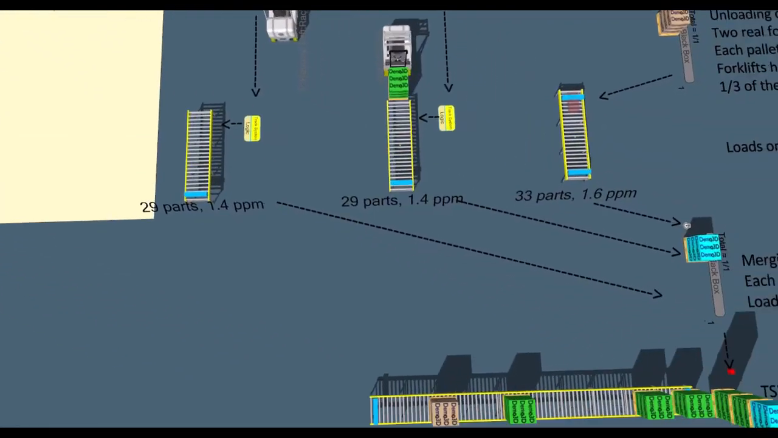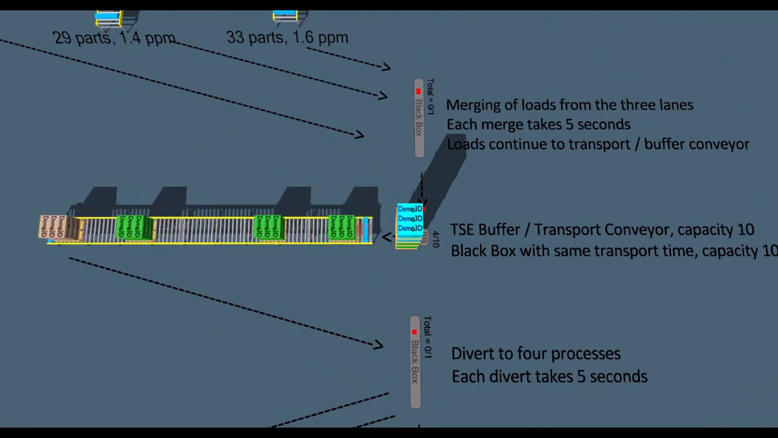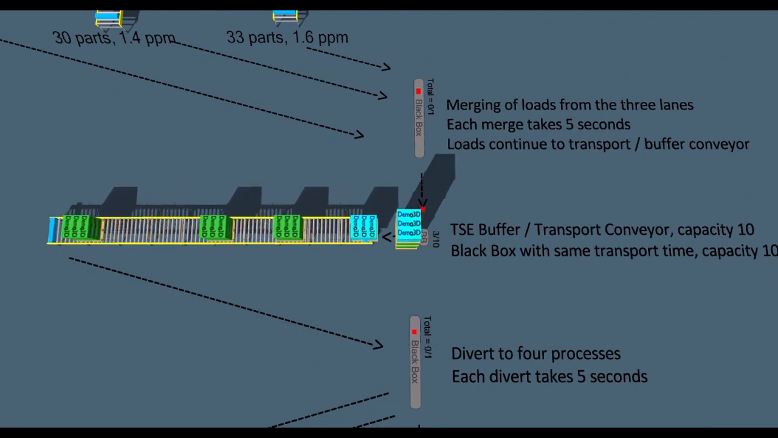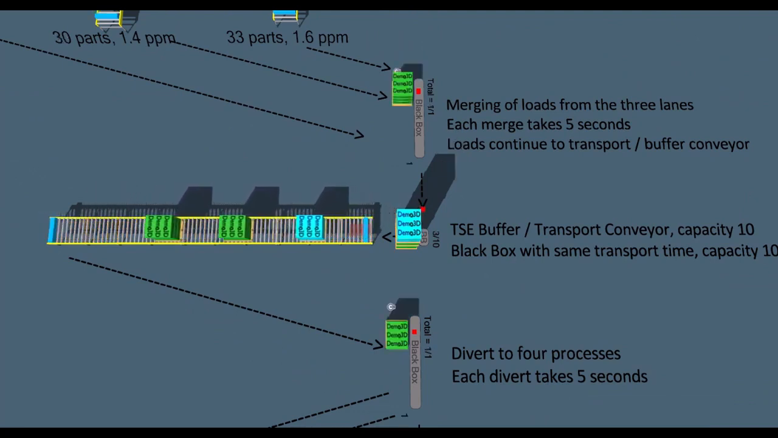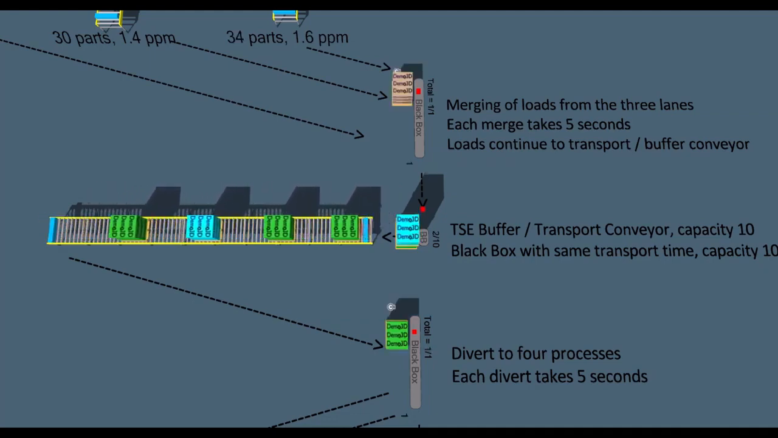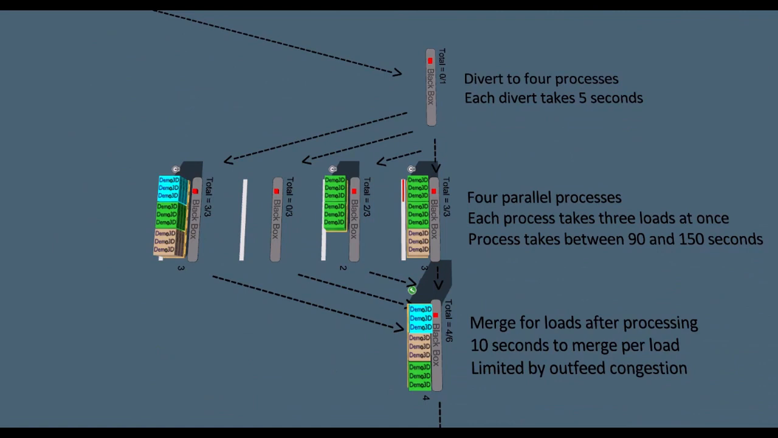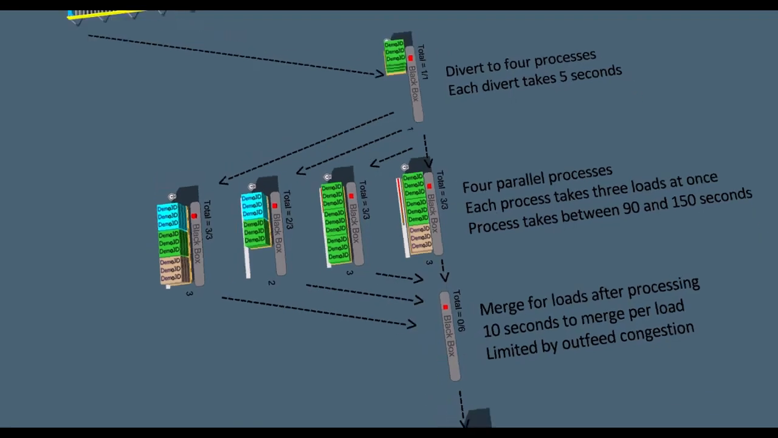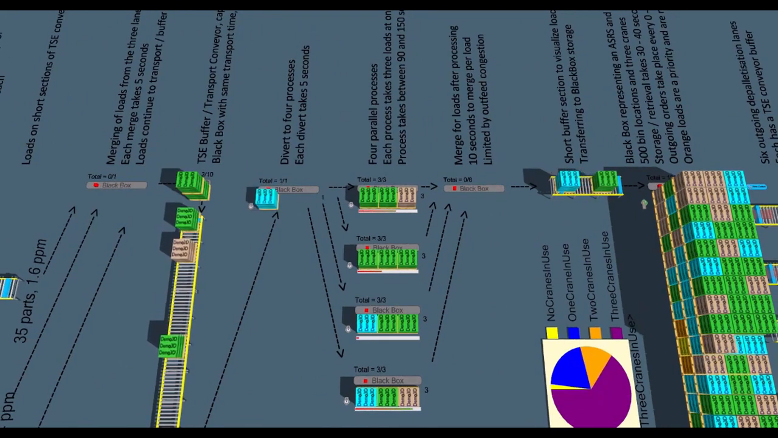Loads are pulled downstream using transport accumulation conveyor. We could lay this out realistically or use black boxes with identical behaviour. Here we use a combination of both. Black boxes excel at representing complex processes in a straightforward way. In this case, we have machinery which processes 3 pallets simultaneously, taking around 2 minutes to complete. 4 machines would run in parallel.